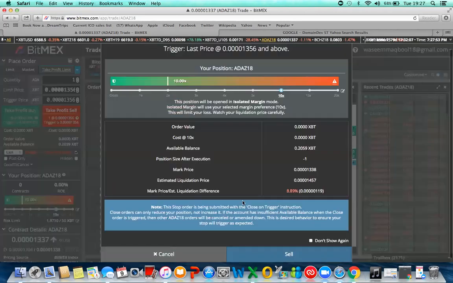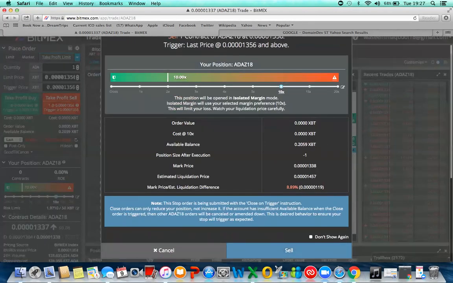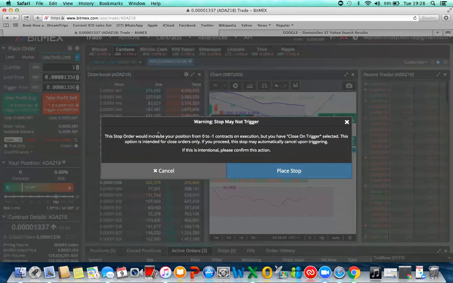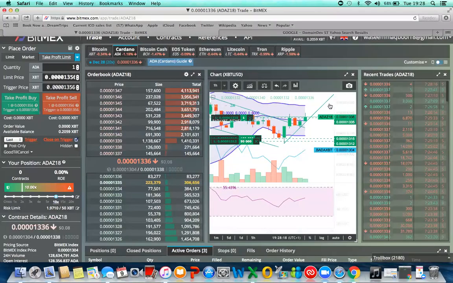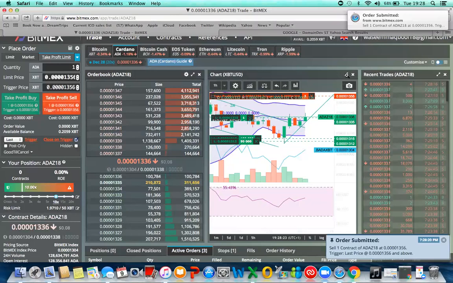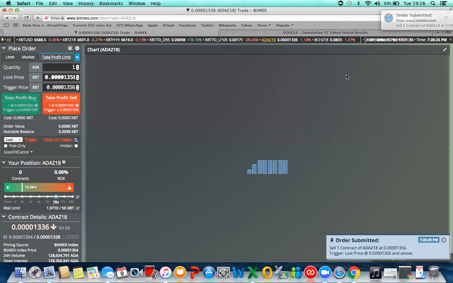Once you put that on, it'll give you this pop-up. It doesn't really matter. Just click on sell from here. I'll show you here. It says this stop order would increase your position from 0 to -1 contract on execution, but you have chosen trigger selected. This option is intended for close orders only. If you proceed, this stop may automatically cancel upon trigger. So basically what it's saying is that with this order, you can only decrease your positions. You can't increase your positions.